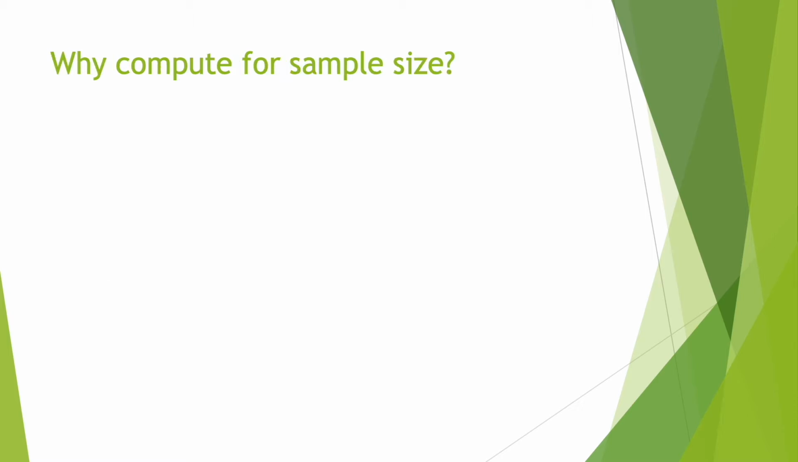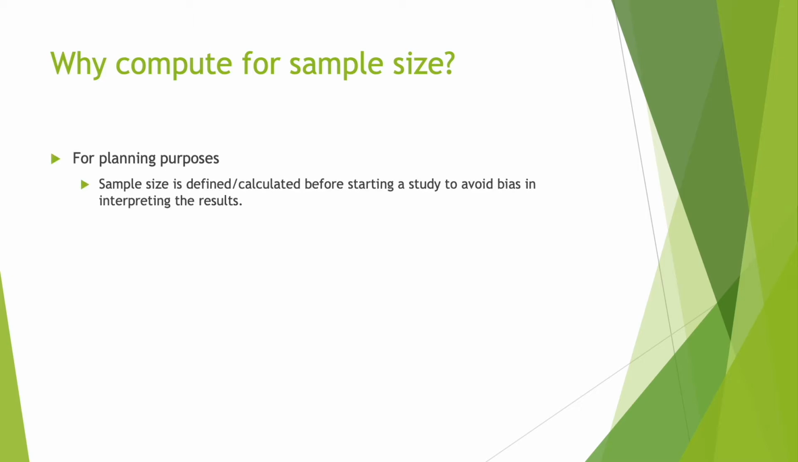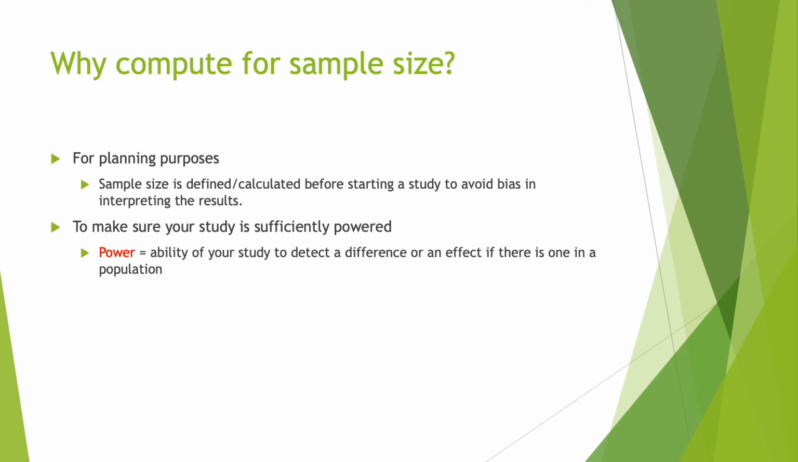Now, why do we need to compute for sample size? The sample size is computed beforehand for purposes of planning, so that bias in the interpretation of the results can be kept to a minimum. We also need to compute the appropriate sample size so that our study becomes sufficiently powered. By having sufficient statistical power, we mean that because you are able to include an adequate number of study participants, your study now has the ability to detect a difference or an effect if there is indeed a difference or effect in the population you are generalizing to.